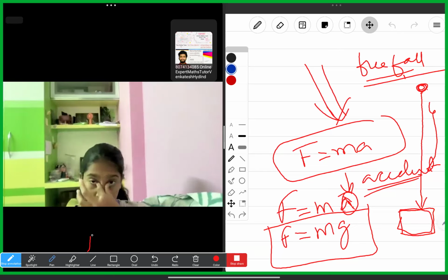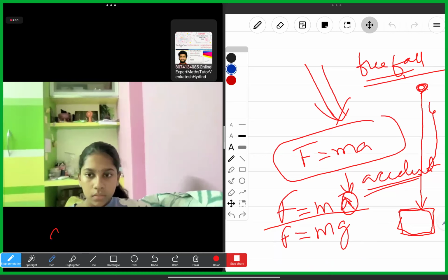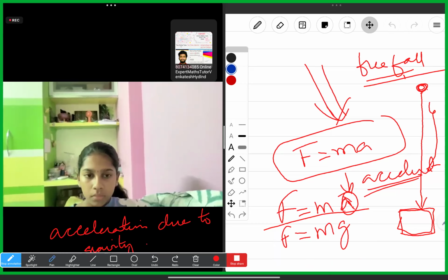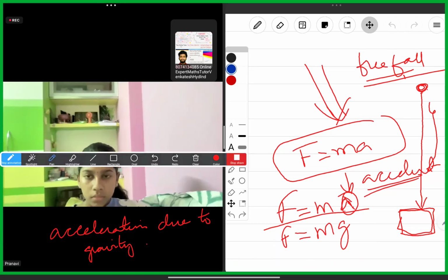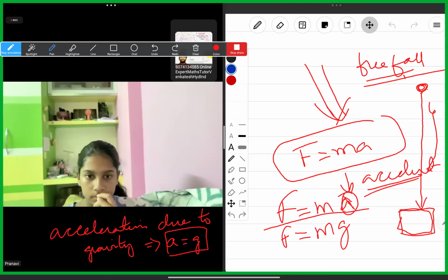And G is given as universal. This is gravitation, that is, we will call it acceleration due to gravity, because the acceleration gained by the body is due to the gravity. So the A will be replaced with G. G is given as 9.8 meters per second squared. You can see it's greater than 1.